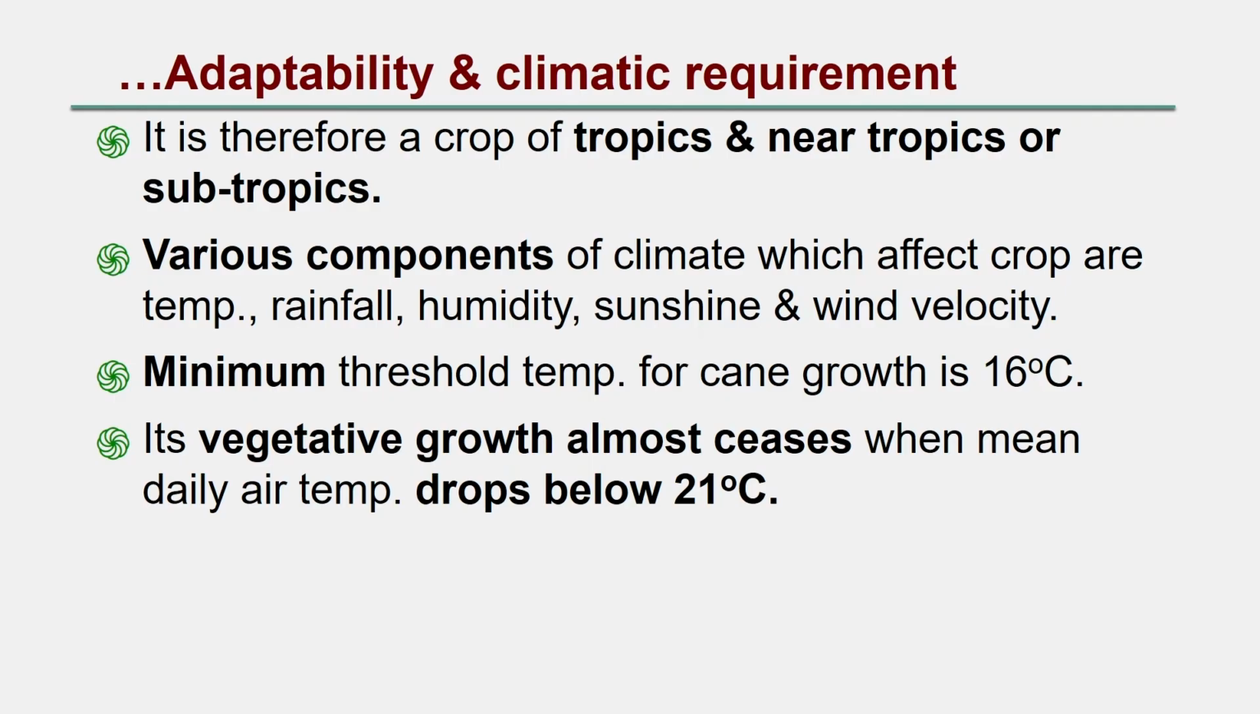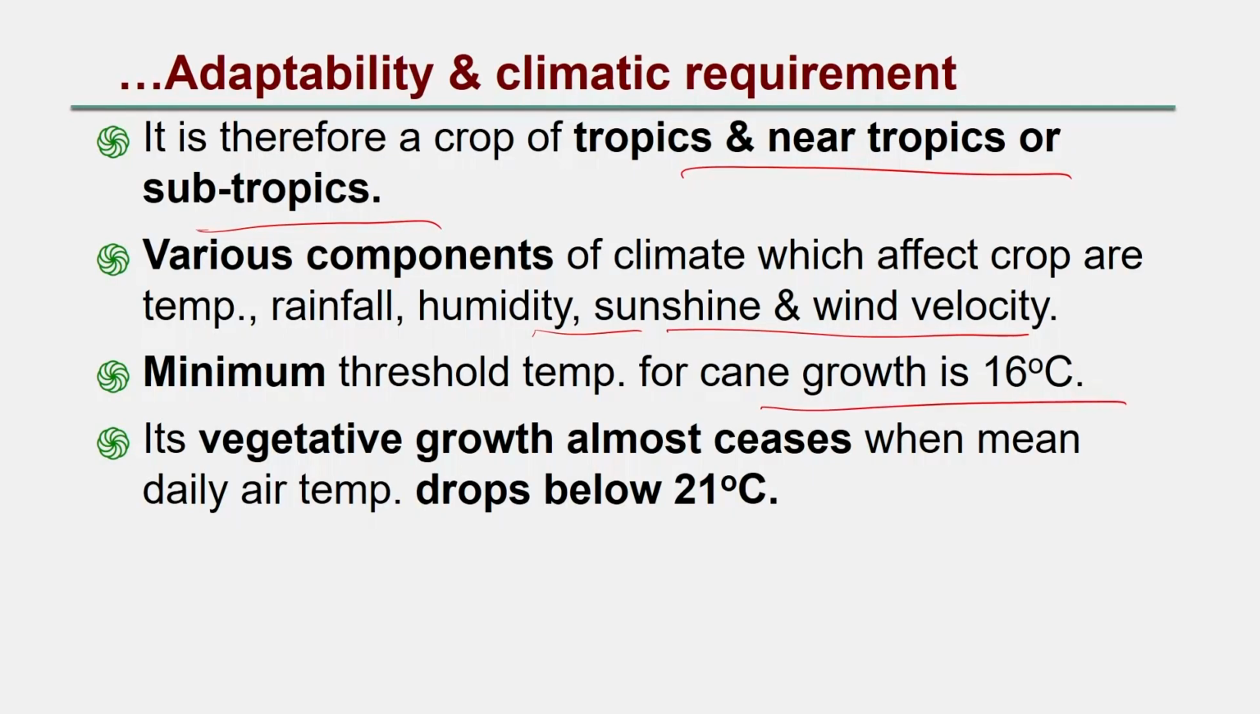It is therefore a crop of tropics and near tropics or up to some extent subtropics. Various components of climate which affect crop are temperature, rainfall, humidity, sunshine, wind velocity. All these climatic parameters affects its suitability for a particular condition or particular region.